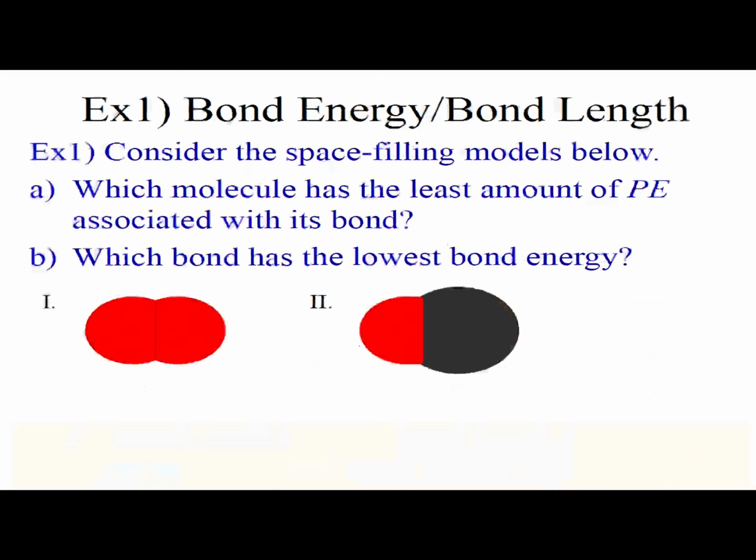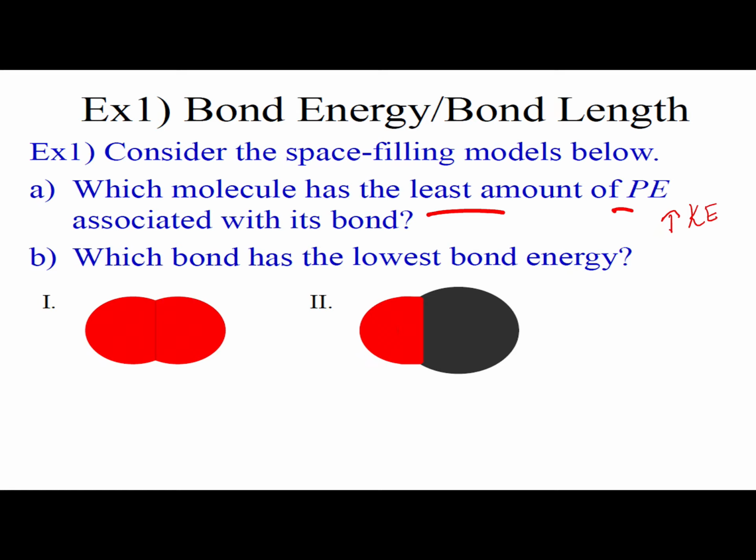So consider these space filling models. Which model has the least amount of potential energy? The way I always look at this, I say least potential energy means it has more kinetic energy, or more energy, and the one that has the most energy is going to have the shorter bond. So shorter bonds have higher bond energy.